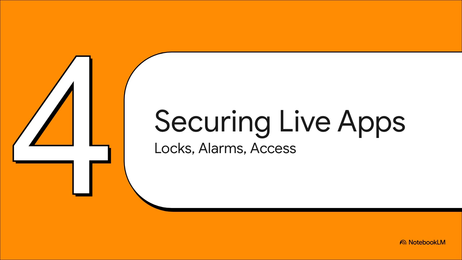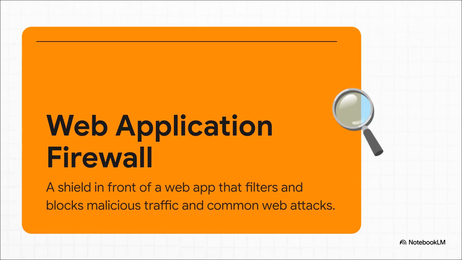Okay, the inspection is done, we've passed, and it is time to go live. The fortress is built, people are moving in, and now we shift to daily operational security. This is all about the locks on the doors, the alarm systems, and having a really tight system for managing who gets the keys. Your first line of defense is usually a web application firewall, or a WAF.